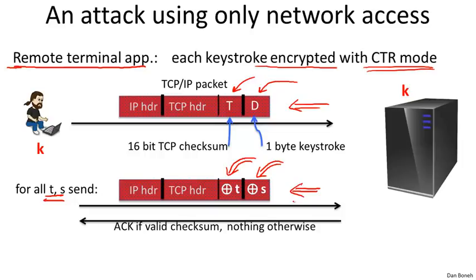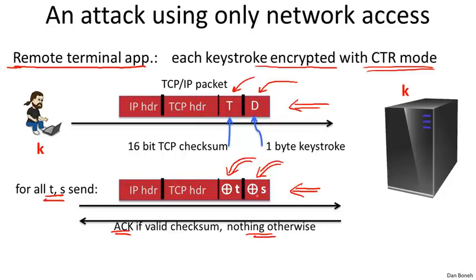Now what happens? If the modified checksum is correct for this modified packet, the server will send an ACK back. If the modified checksum is incorrect for this modified packet, the server will just drop the packet on the floor and do nothing. So the attacker can simply observe, look for an ACK packet or not, and in doing so, he learns whether this particular XOR of T and XOR of S pair corresponds to a valid checksum or not.